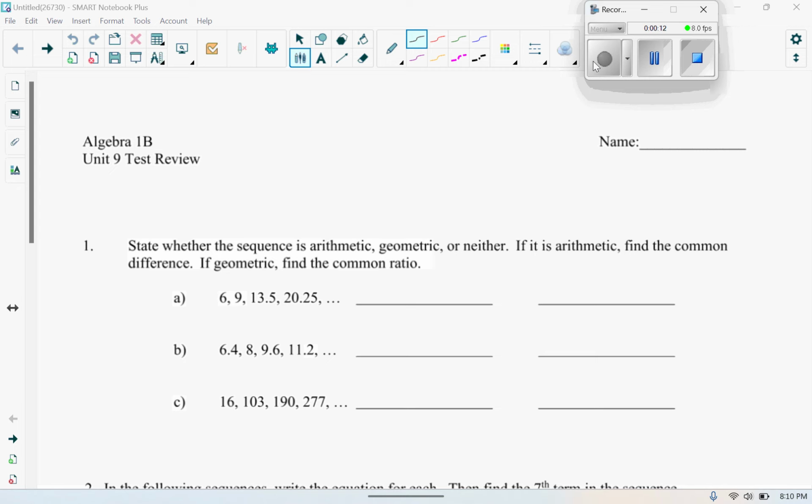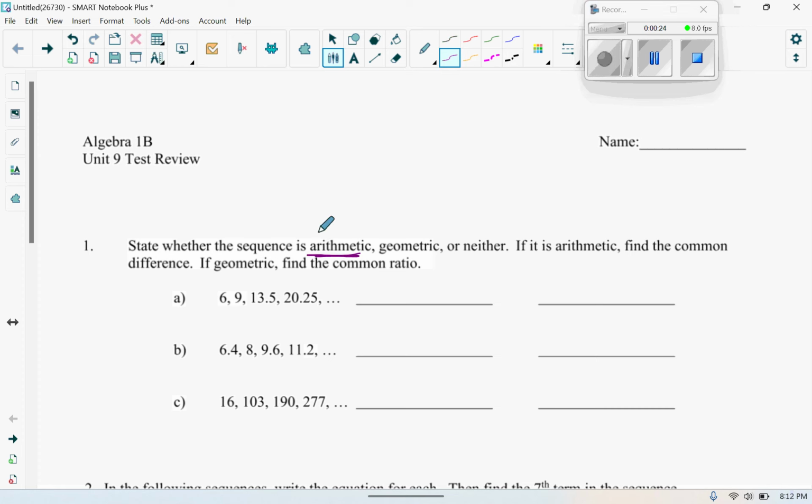But right now we're going to start off with sequences. It says state whether the sequence is arithmetic, and arithmetic means addition or subtraction. And geometric technically just means multiplication, but you'll see it'll look like multiplication or division, or neither. That means it might have a pattern, but it's not going to be addition, subtraction, multiplication, or division. If it's arithmetic, find the common difference. So what it's asking you to find is the pattern. The pattern for arithmetic is common difference, and the pattern for geometric is common ratio.